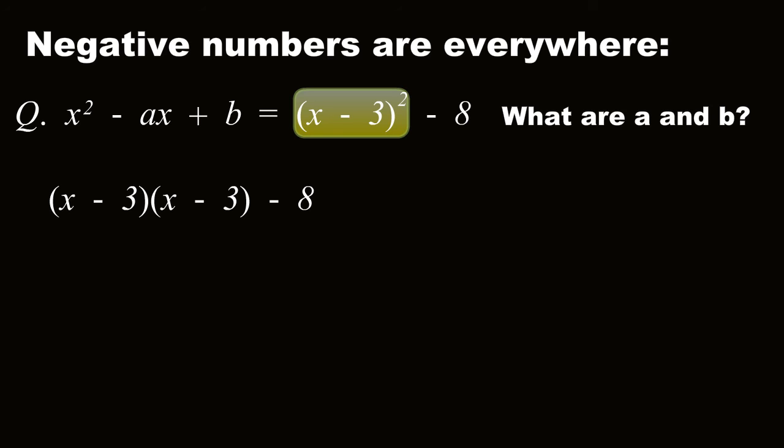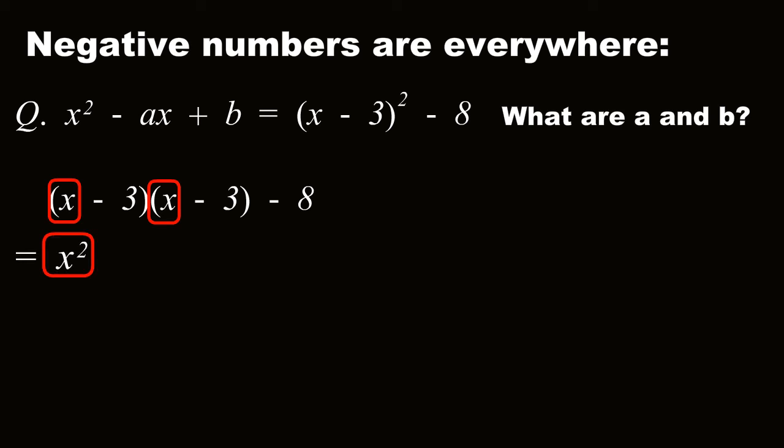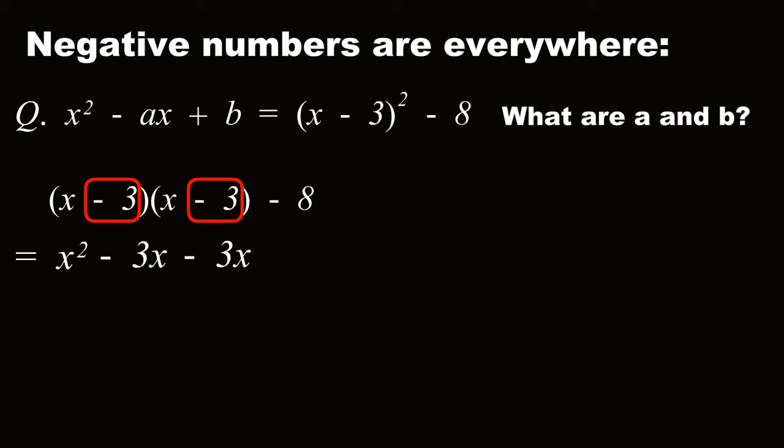If you have already learned this, you know we have to do multiplication 4 times. Let me guide you through the process. X times x is x squared. X times negative 3 is negative 3x. Negative 3 times x is also negative 3x. Negative 3 times negative 3 is 9. Even if you don't understand the first 3 terms, you should now understand how we get the last positive 9.